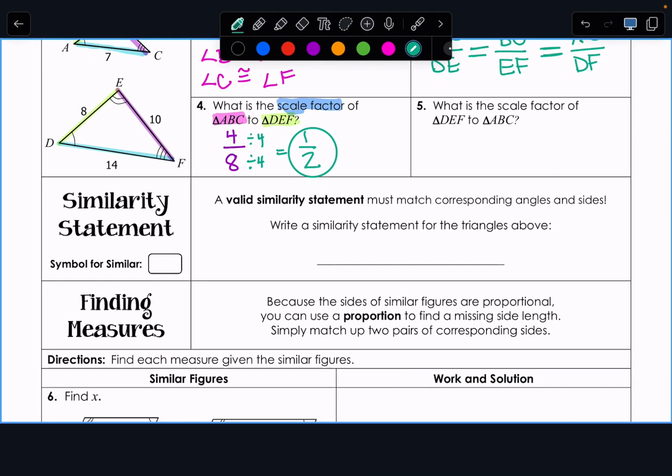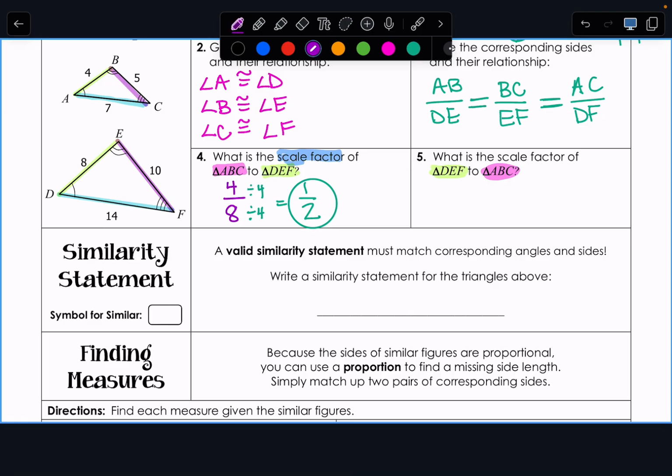Okay, now, in number 5, what changes in my question? Okay. Look. What happened? Okay, so if it was from DEF to ABC, it would have been 8/4. Do you see how the order changed? Here we did ABC first. Here we did DEF first. So Armando asked, would it change from 8 over 4? And what do you think the answer to Armando's question is?